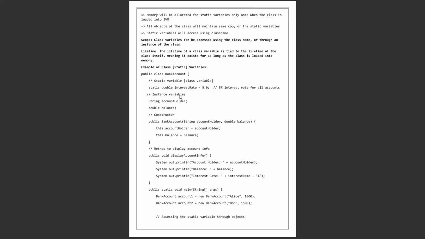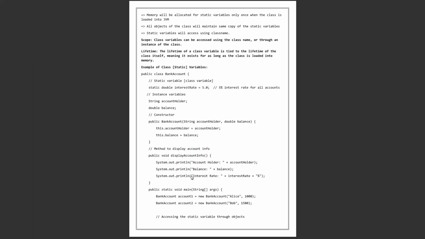Next, we are creating instance variables, string account holder and double balance. So we are creating a constructor, BankAccount, with string account holder and double balance. So we are creating the instance of it. this.accountHolder equals accountHolder, this.balance equals balance. Now we are going to create a method with System.out.println, account holder plus account holder, and then whatever value we assigned would be printed.